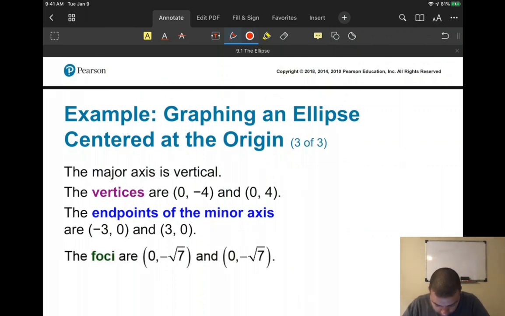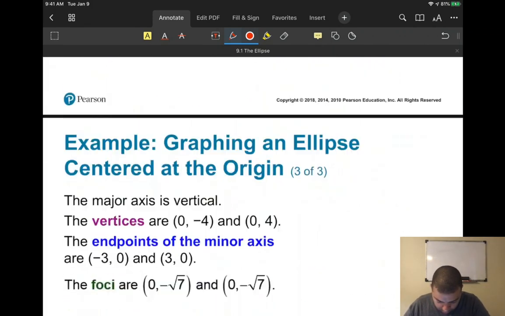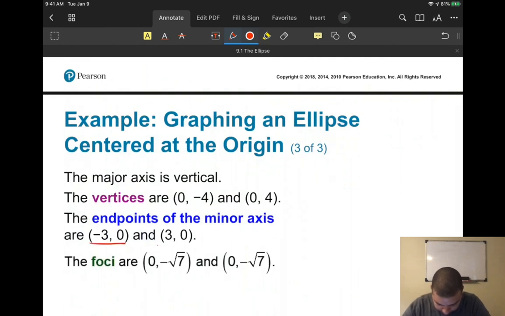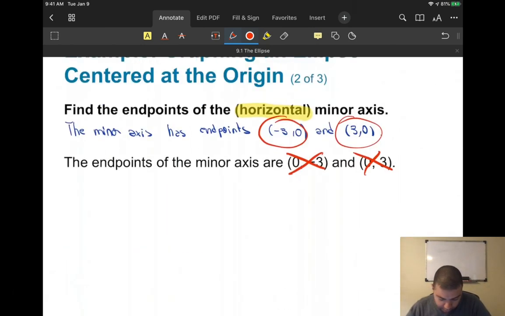Let me correct what was wrong here. Oh yeah, there you go, so the other one was correct. You see, this is correct. There you go. How do I find the foci, right? Let's find the foci.